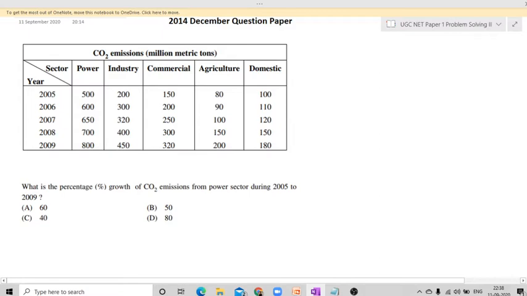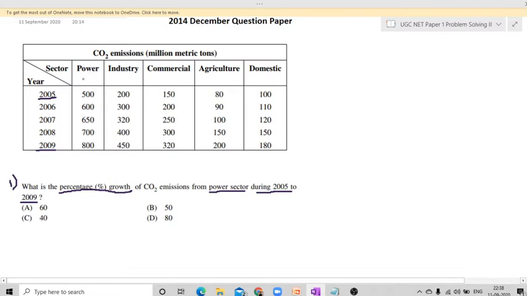Let's go to the first question, question number 1. The question asks, what is the percentage growth of CO2 emissions from power sector during 2005 to 2009? The question is very direct, very simple. From the year 2005 to 2009, we are asked to calculate the percentage growth of the power sector.